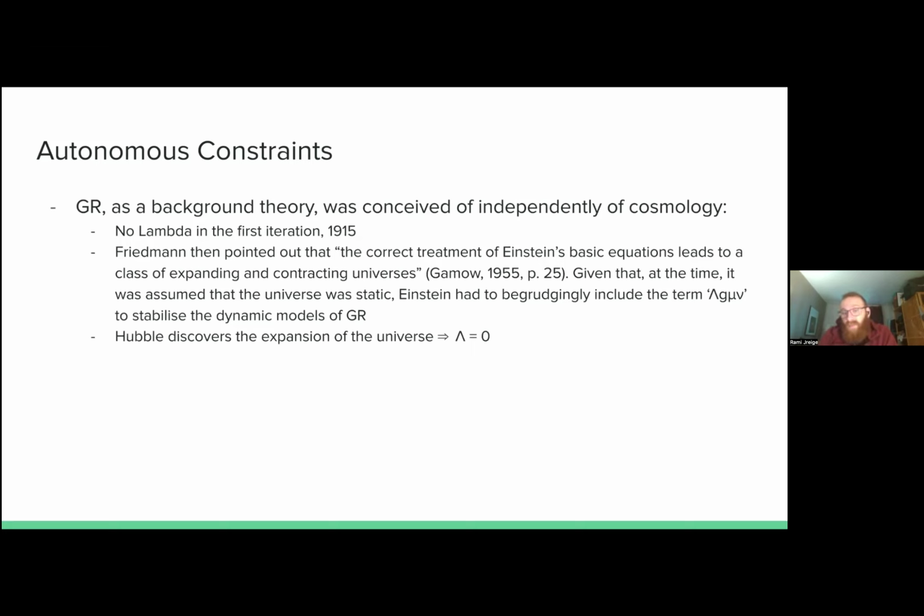Hubble then discovers that the universe is actually expanding, and lambda turns to 0. And it's kind of interesting to see how the background theory keeps changing according to the theoretical models that we come up with. This, however, is a very particular feature of cosmology that I'll come back to in the end, because this doesn't happen in the rest of physics.